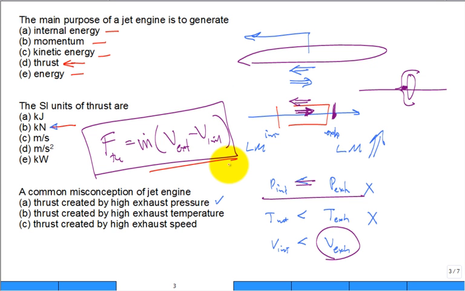Do you like that equation? Do the SI units work? Yeah, they're going to work. So this is mass flow rate times the change in the speed.